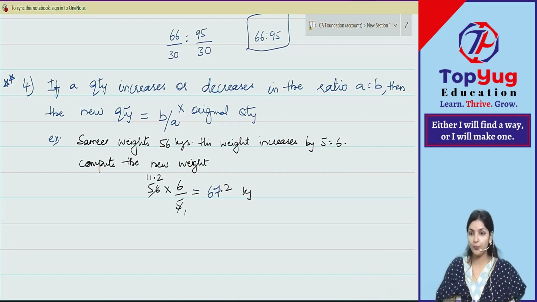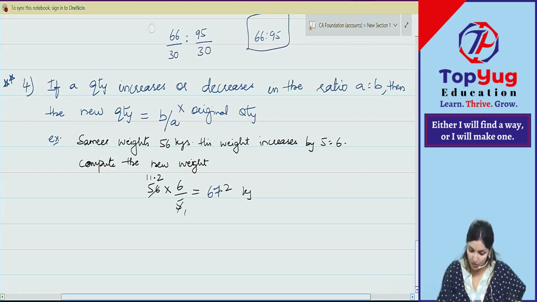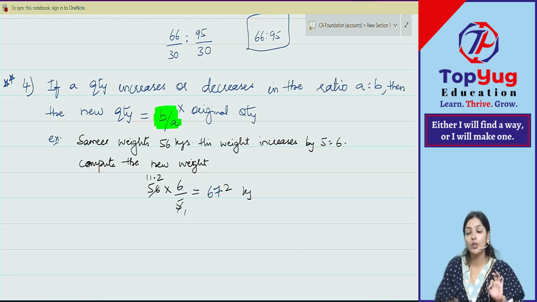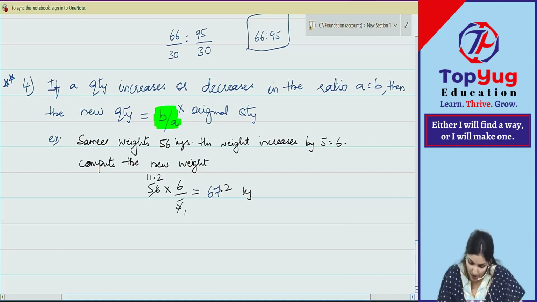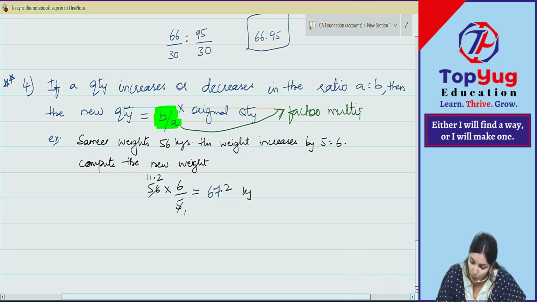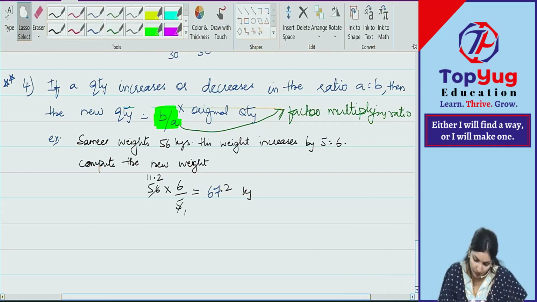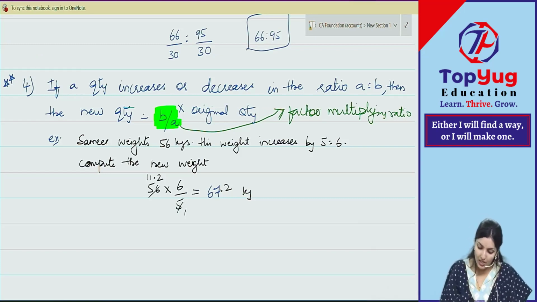Now, one more thing I want to tell you. To get the new quantity from the original quantity, you have to multiply with a fraction. This is the fraction which I am talking about. This fraction with which you would be multiplying is known as factor multiplying ratio. Very, very important for your MCQ.